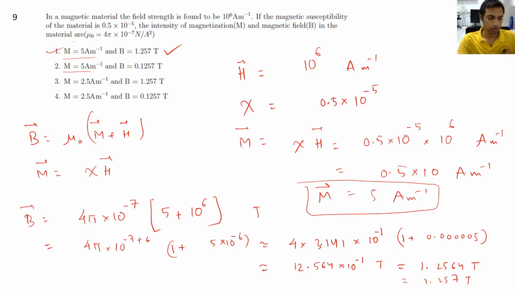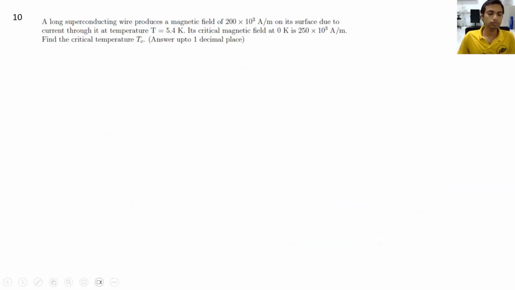Now let us go to the next question. In a superconducting wire, a long conducting wire produces a magnetic field of this value on its surface due to current through it at temperature T. So you have been given a very long wire.